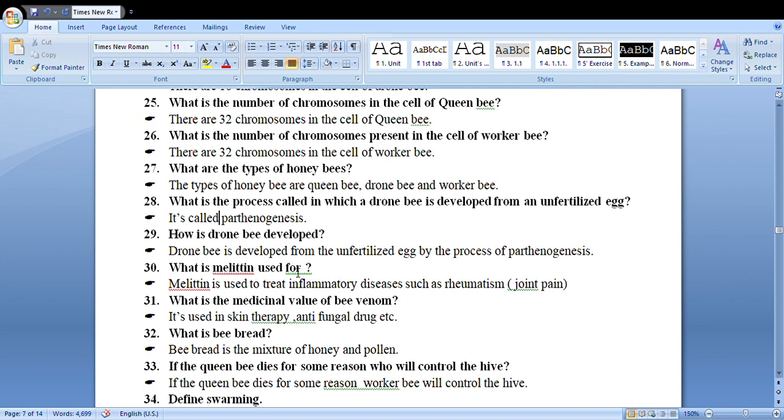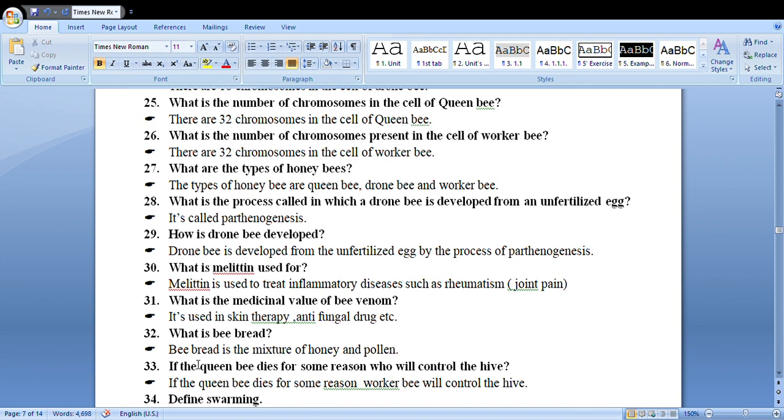What is melittin used for? Melittin is the venom. So it is used to treat inflammatory diseases such as rheumatism, joint pain, etc. That is meant from sting, venom of the honeybee. What is the medicinal value of the bee venom? It is used in skin therapy, antifungal drug preparation, etc.